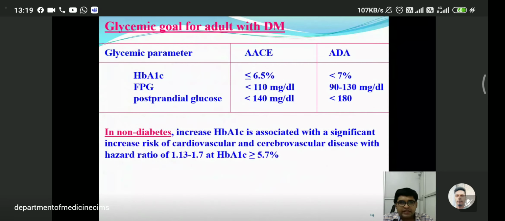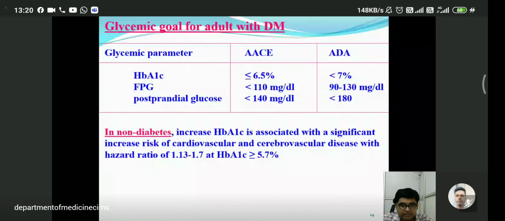So when we treat the patient, we have to set some parameters. How much should our target blood glucose level be for a diabetes patient? The glycemic goal for an adult with diabetes mellitus: three parameters we will see, fasting, postprandial, and HbA1c. AACE is the American Association of Clinical Endocrinology, and ADA is the American Diabetes Association. They have given slightly different targets. The HbA1c target level should be less than 6.5 in AACE, and in ADA it is less than 7.